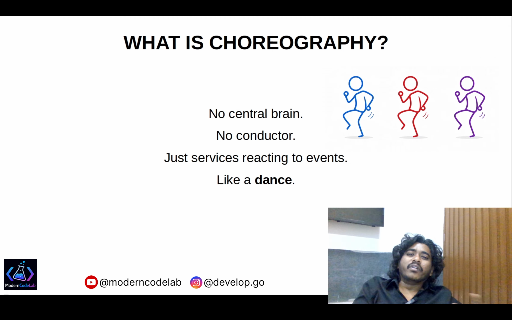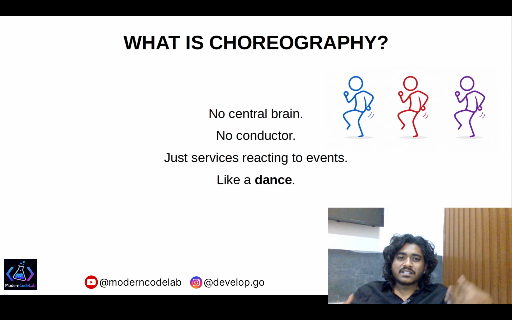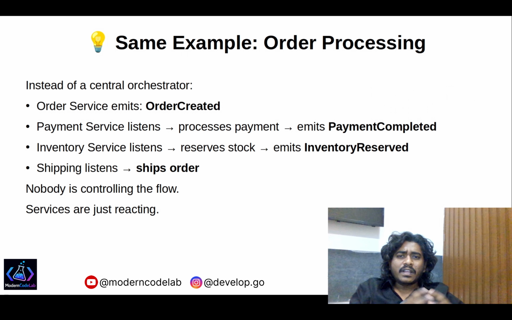Now, what is choreography? We have understood orchestration till now, so let's dive into what choreography actually is. There is no central brain and no conductor, just the services reacting to events, just like a dance, right? There is no one controlling everything. Once you understand the flow and the moves, you will just dance on your own. There is no central brain or conductor to manage you while you're performing anything, right? Now, let's take the same example of an order processing system.